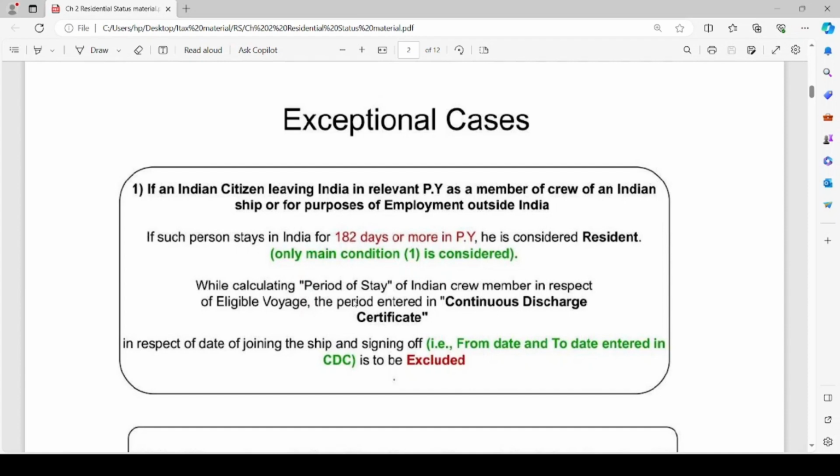While calculating the period of stay of Indian crew member in respect of eligible voyage, the period entered in the continuous discharge certificate in respect of date of joining the ship and signing off, that is the from date and the to date entered in the CDC, continuous discharge certificate, should be excluded. So, for such persons, while calculating the period of stay in India, the period entered as from and to in the continuous discharge certificate should be excluded.